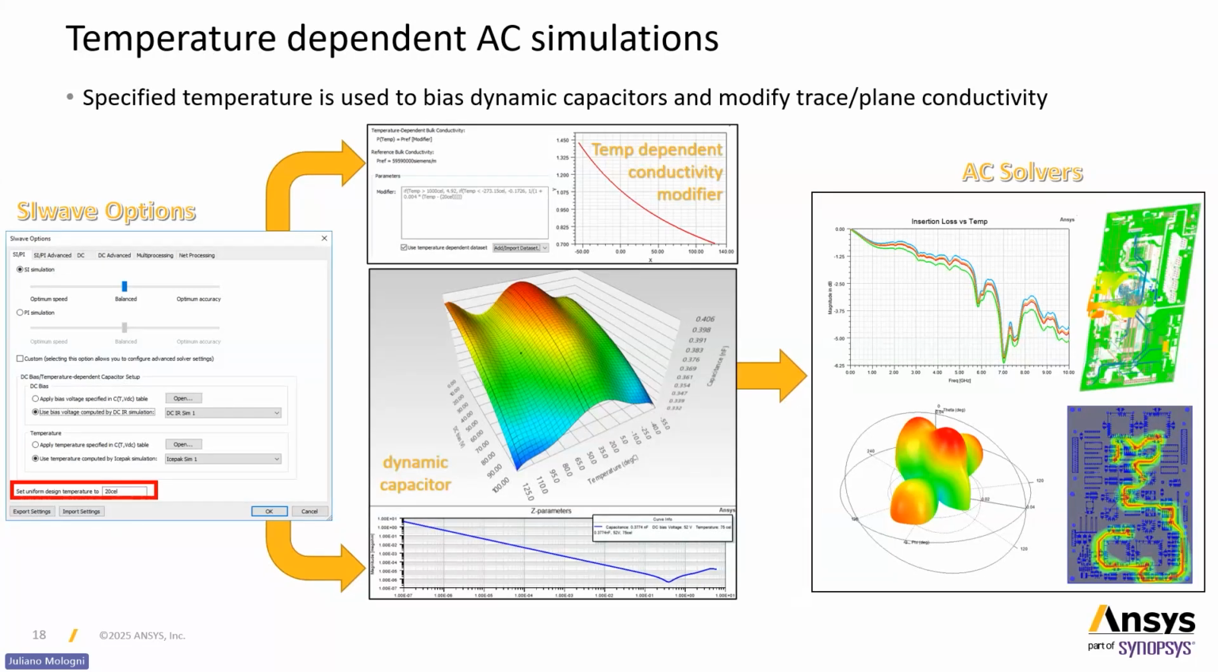So what we do in SIwave, since we can compute temperature, we can use dynamic models for capacitors. Here, in the middle of the screen, you see one of those dynamic SPICE models for a specific capacitor, right? Depending on the temperature and the DC bias, you can see that the impedance as a function of frequency changes, right? So that's something that we can take into consideration. And the temperature can also affect our AC solvers, like S parameter extractions, near fields, and far fields.